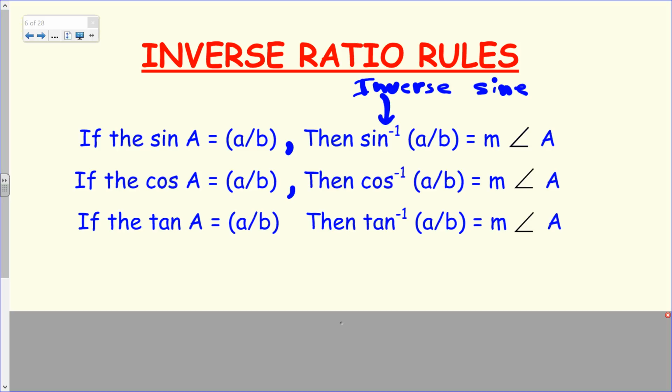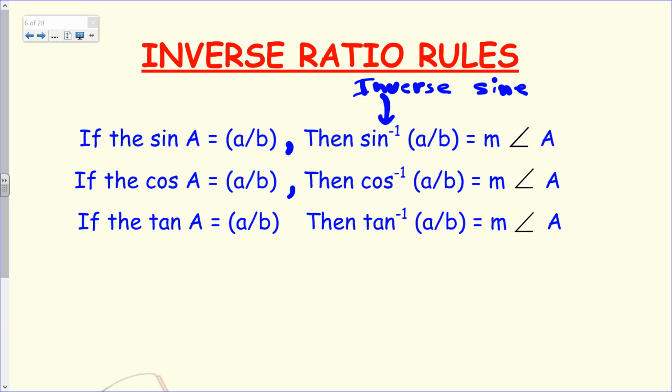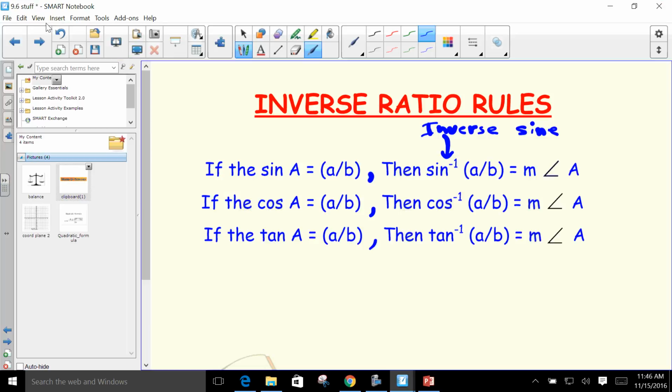And the last one, if the tangent of A, again, A refers to an angle on these three statements. If the tangent of angle A is A over B, then the inverse tangent of A over B is the measure of angle A. I'm going to copy that down.